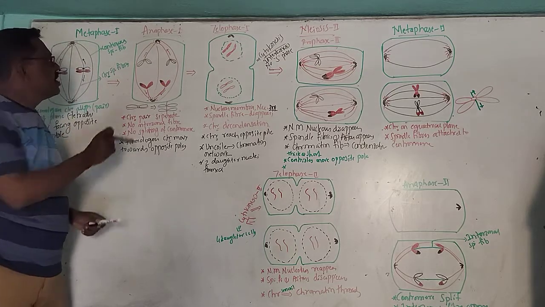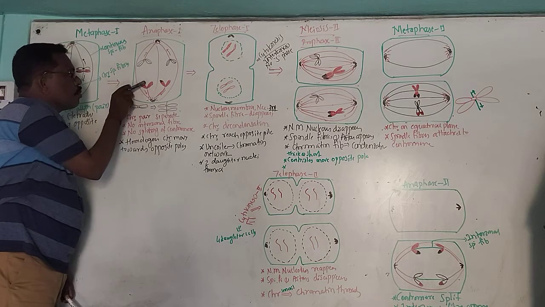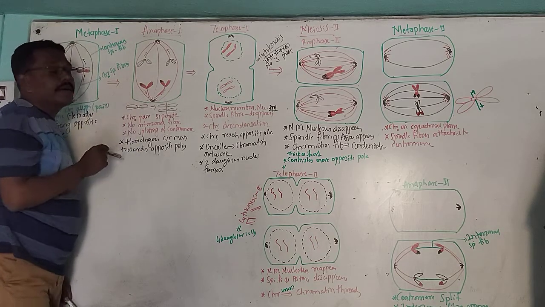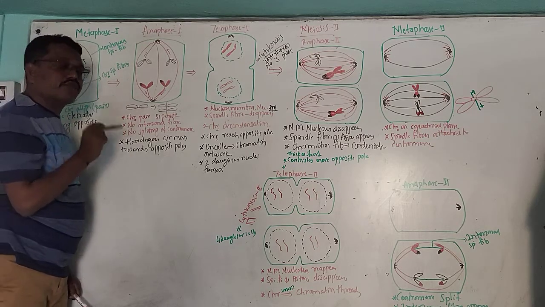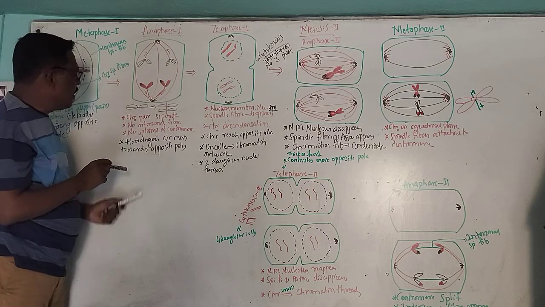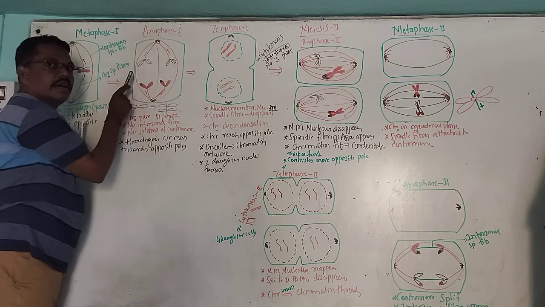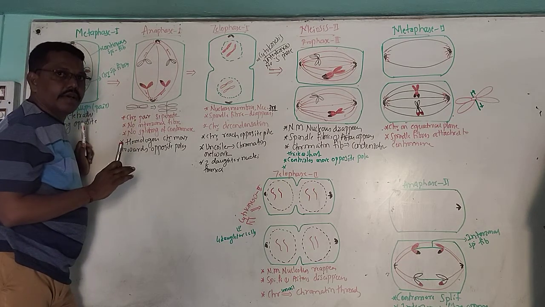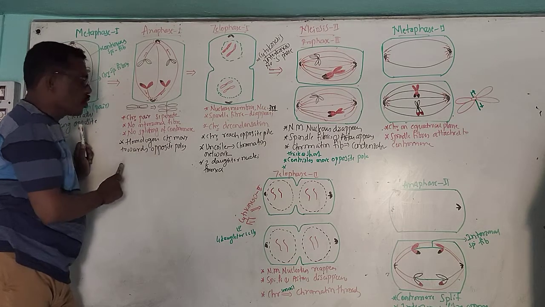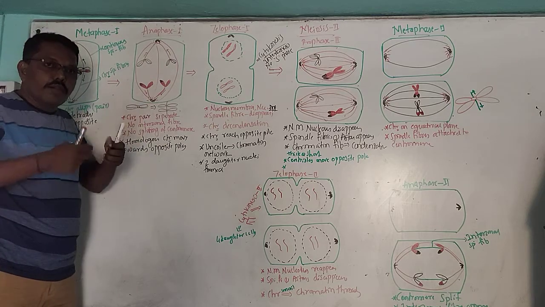Then there is no interzonal fiber. In mitosis, in between the two chromosomes, interzonal spindle fibers will originate. But in meiosis I, anaphase I, here we can't see the interzonal spindle fiber. Okay. Then there is no splitting of the centromere. Here the centromere does not undergo splitting.